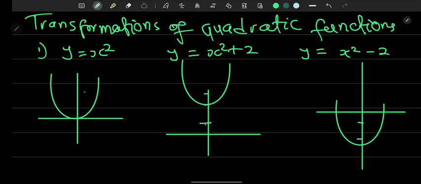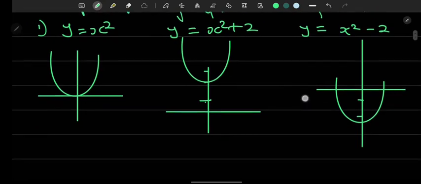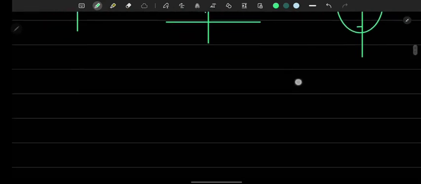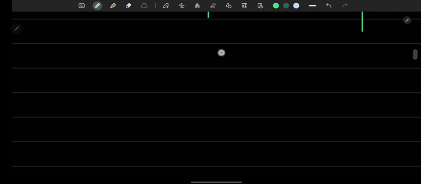2 from the parent function. For x squared plus 2, plus 2 implies there is a translation, and the translation here is a vertical shift. That means the graph will move up, 2 units above the x-axis. Then for x squared minus 2, that one is also a translation, meaning that it is 2 units below the x-axis. Okay, so let's consider horizontal shifts now.